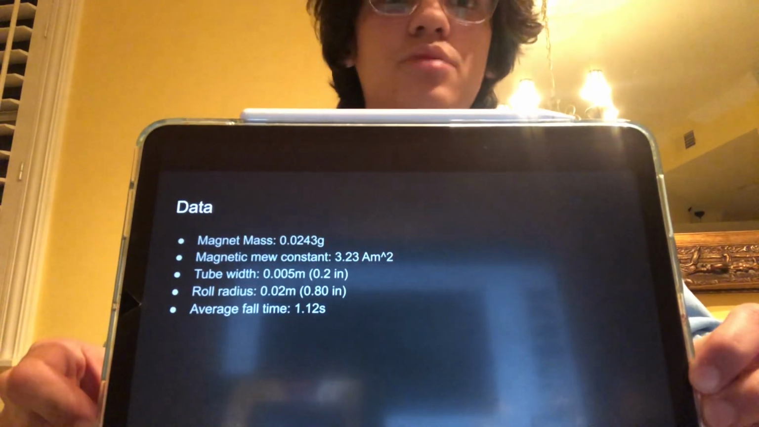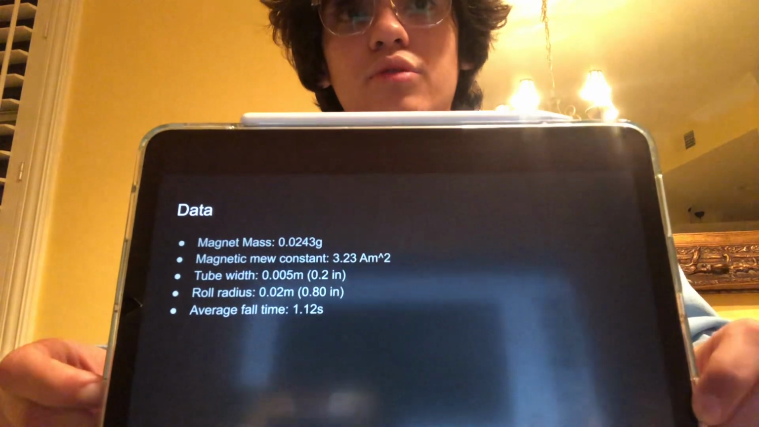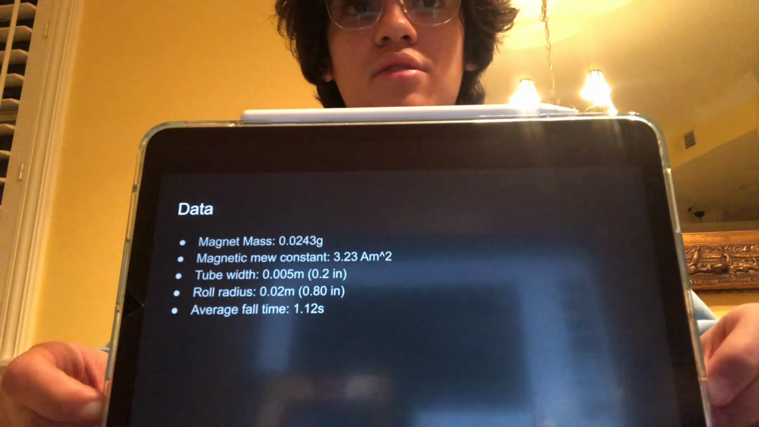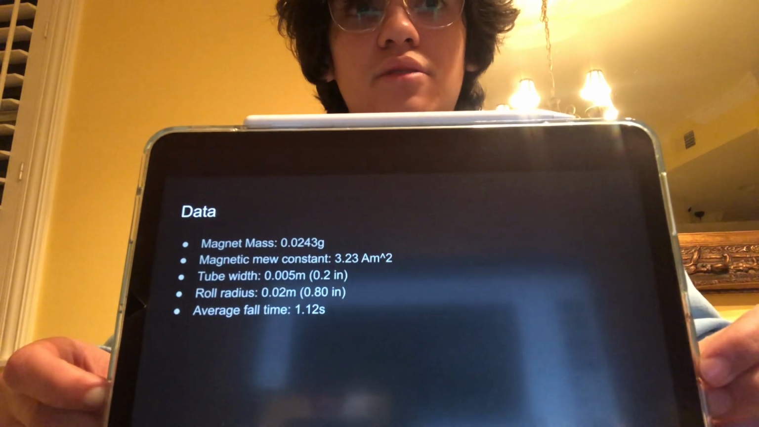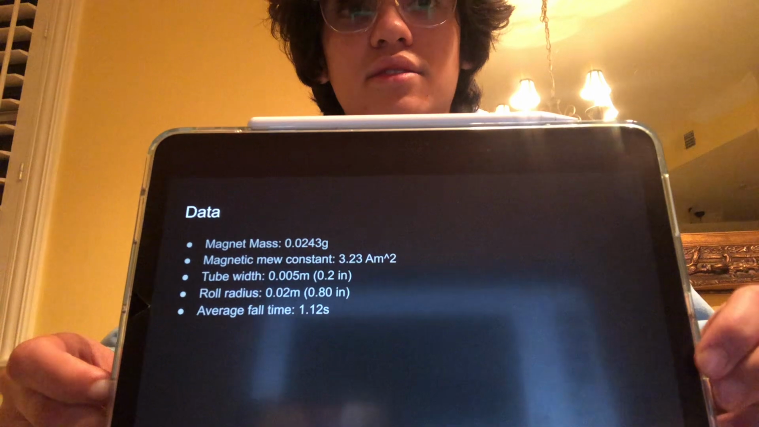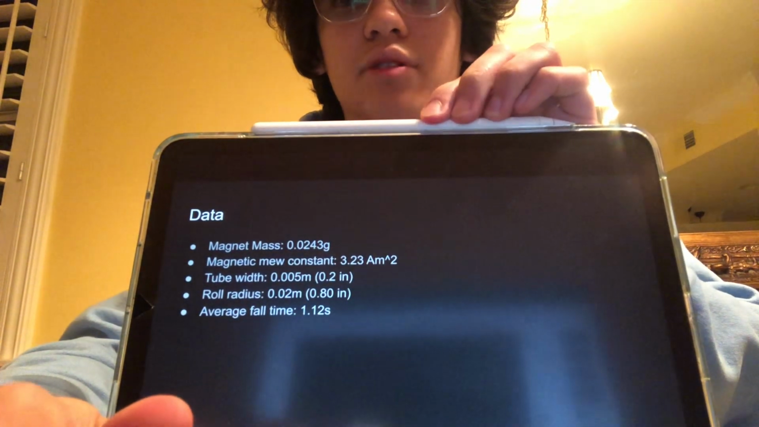In the data, we found that the magnet mass was 0.243 grams, and with that we were able to calculate the magnetic mu constant. We also found the tube width and the rolled radius, and then we have the average fall time as well.